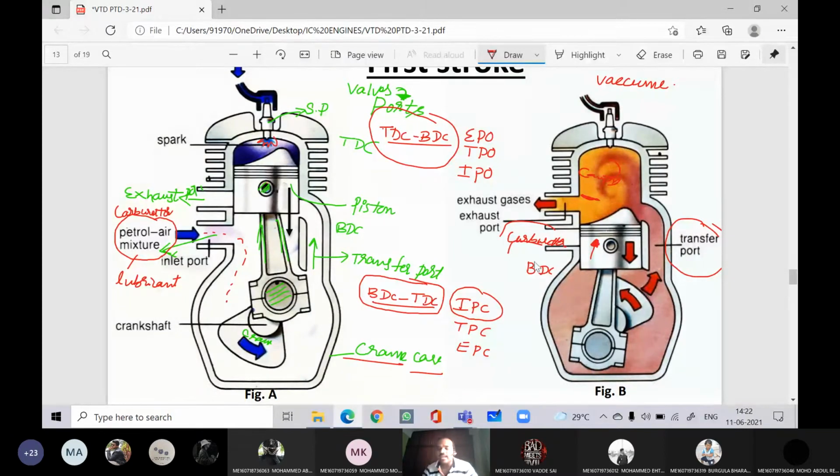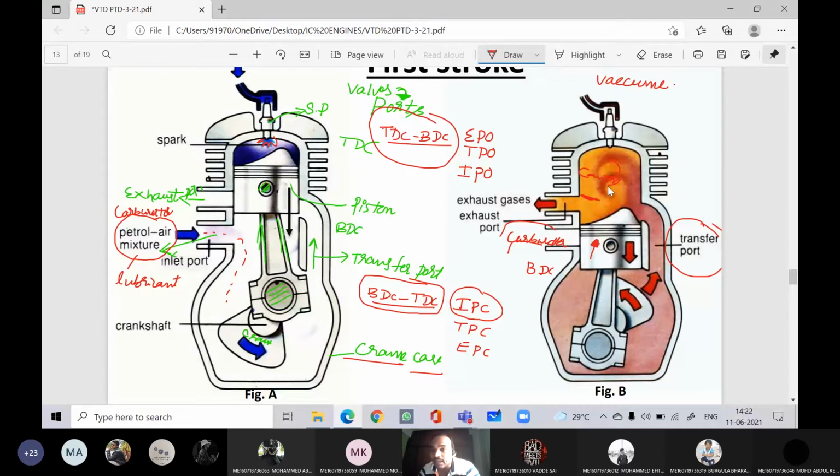Means I explained suction as well as the compression. Is it clear? Yes, sir. When the piston is moving from BDC to TDC, two operations are happening. One is the suction within the crankcase. The second one is compression within the engine cylinder.